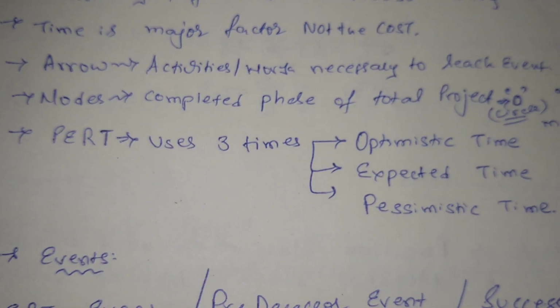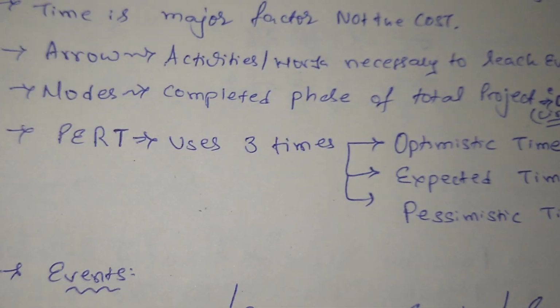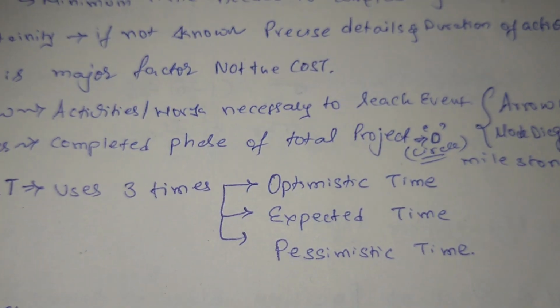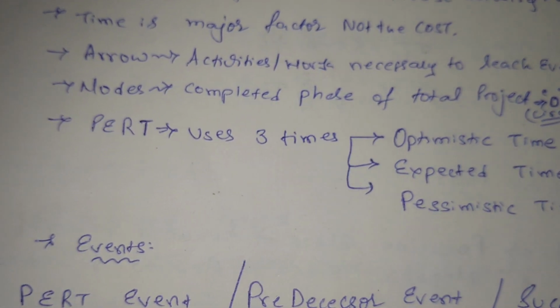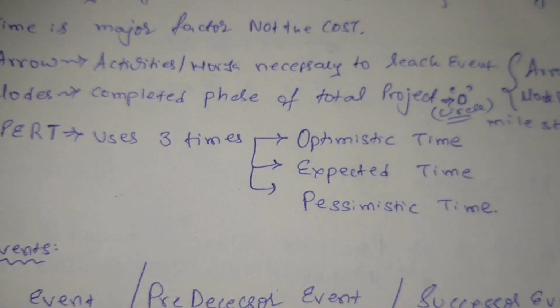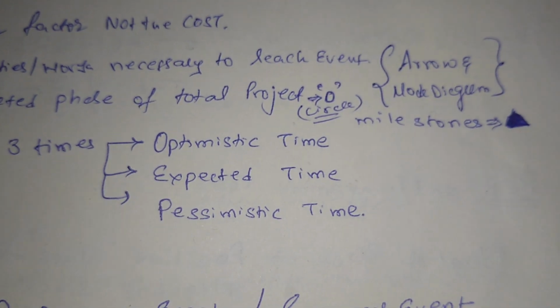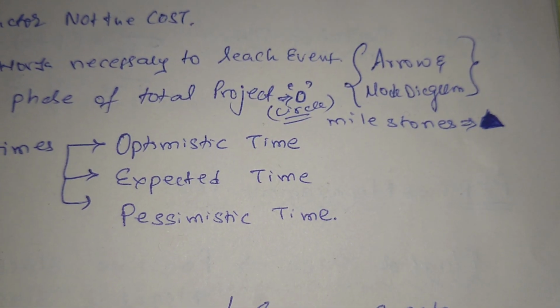Here in the diagram we have shown that it is represented by arrows and nodes. Arrows represent the activities or the work necessary to reach the event, and nodes represent the completed phase of the total project, which is represented by the circle. So it is called an arrow and node diagram.